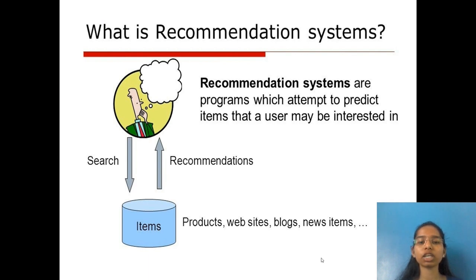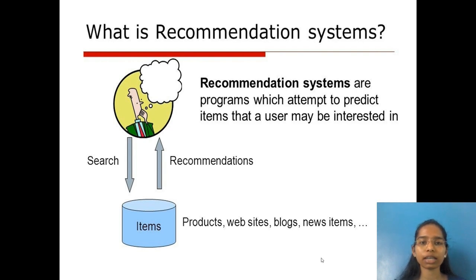First, a recommendation system is just a program which attempts to predict the items that a user may be interested in. For example, we see Amazon. In Amazon, we get recommendations of the products which we like or which we have bought in the past. So a recommendation system basically helps us to increase the revenue of the company.